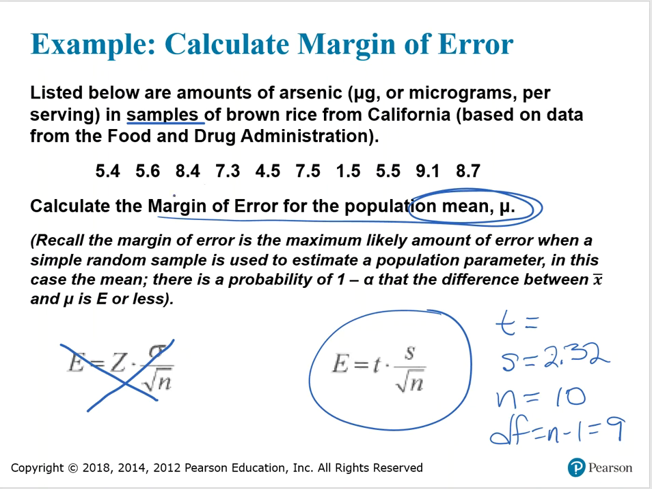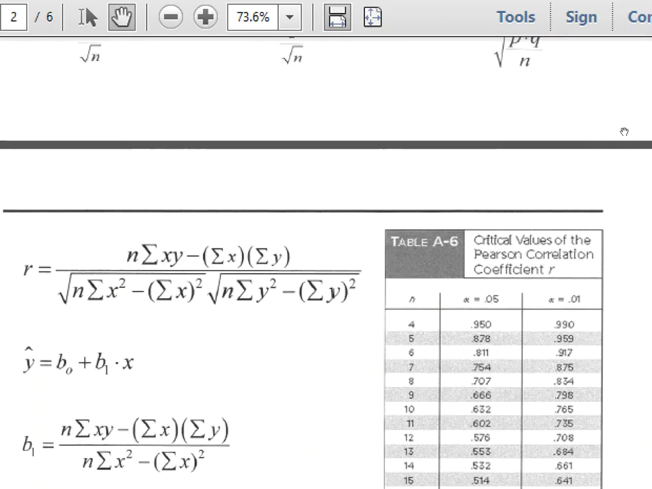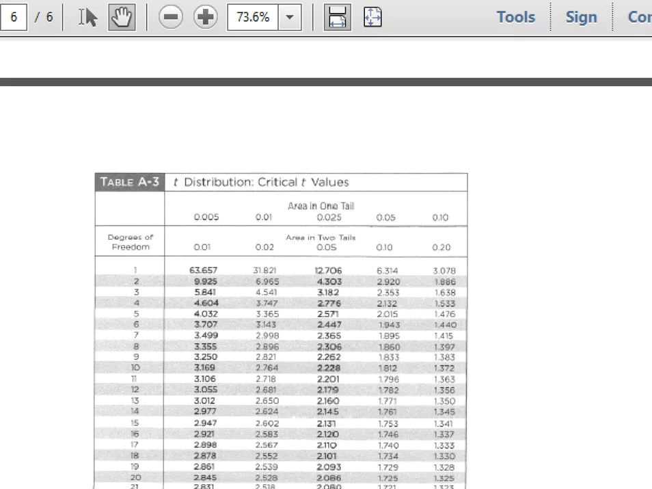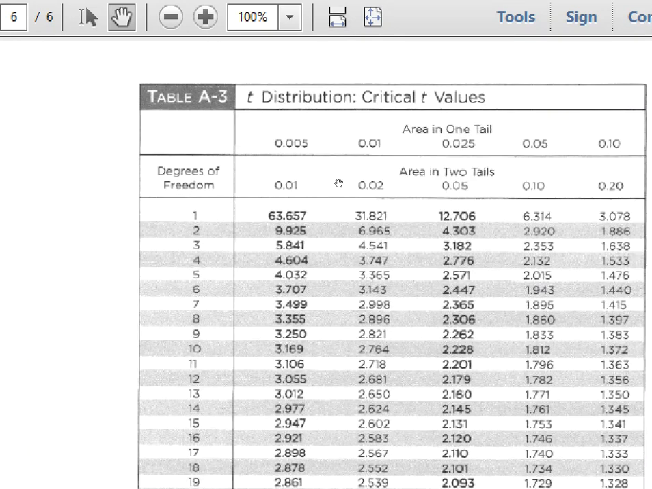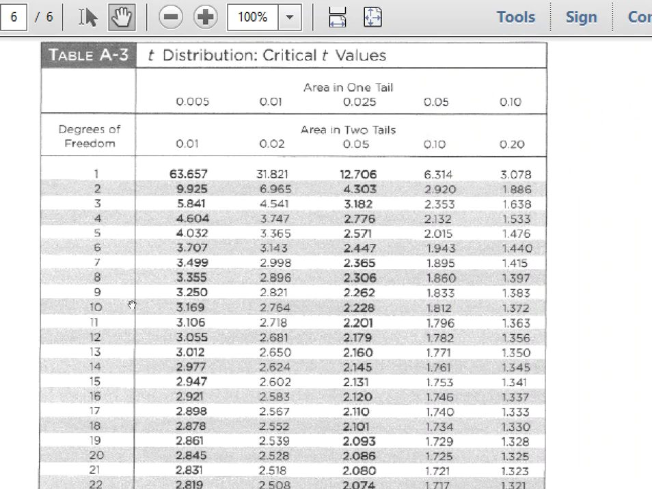And I don't have a level of significance. I don't have my 95%, so we'll default to 95% confidence. Alpha is 0.05 in 2 tails. I need that, and my degrees of freedom, to find my T number. In the table, I look for table A3, and I look for the degrees of freedom as 9. And I want the area in 2 tails of 0.05.